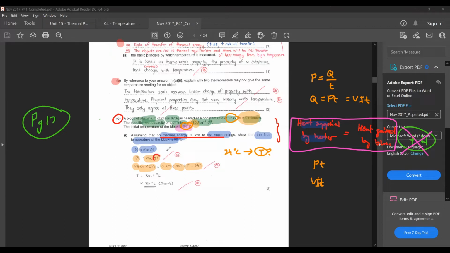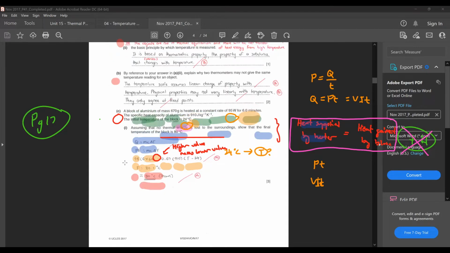Just take the higher value minus the lower value. Eventually you get the answer T equals 80.1 degrees Celsius. Round it to 2 significant figures, it is 80 degrees, shown. Okay, so good. Then I'll move on to the next page.